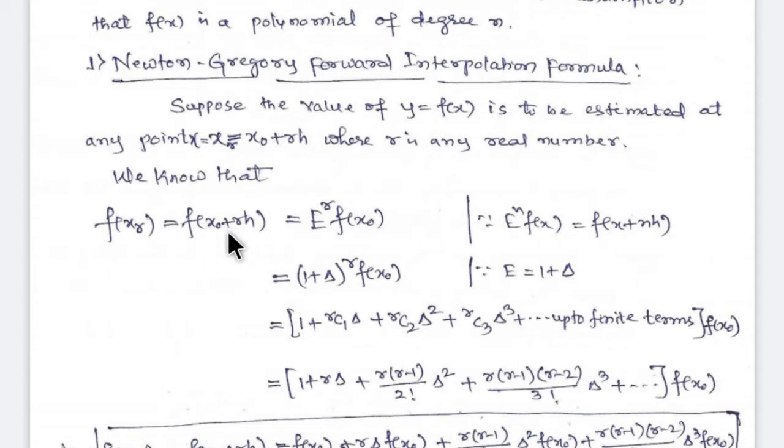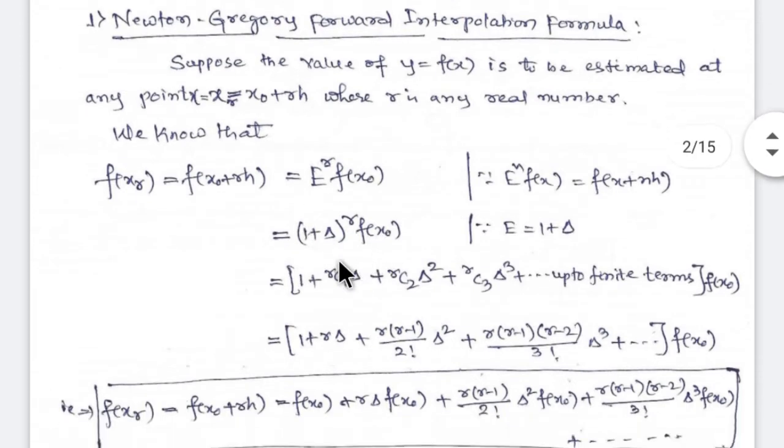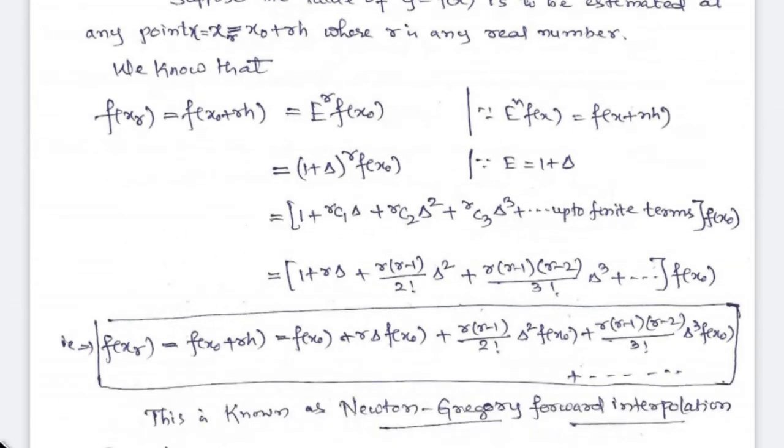And this can also be written using a displacement operator, that is E raised to r of f of x0, because E raised to n of f of x equals f of x plus nh. Using this formula, you can write this using the displacement operator. Again, E is equal to 1 plus delta, you know this. In the place of E, you can write (1 plus delta) raised to r of f of x0. If you expand this by using binomial expansion, you can write this.